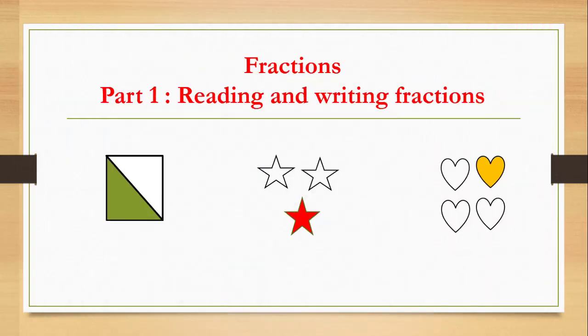Okay, let's continue. Now we want to express the shaded part using fractions. The first one here, we have only one shaded part out of 2, so I write 1 over 2 or half. Number 2, we have only one colored star out of 3, so the suitable fraction is 1 over 3 or third. Number 3, we have one colored heart out of 4. So 1 over 4 or fourth or quarter.